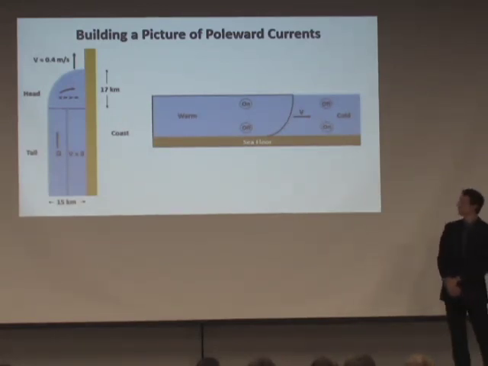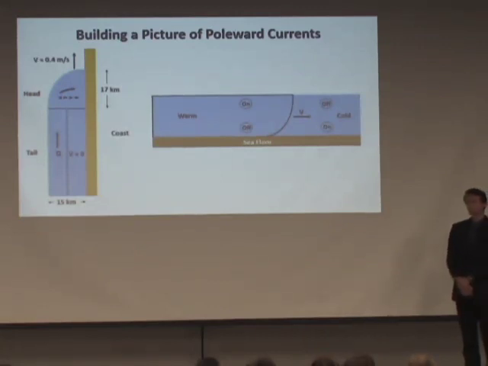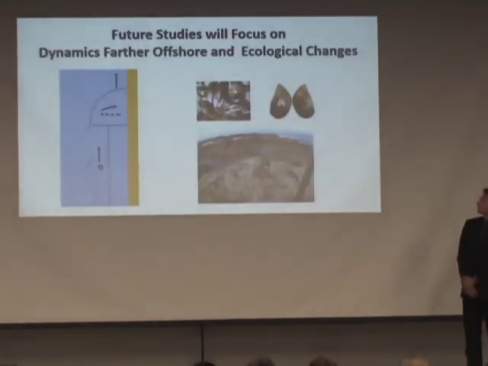So these pictures are important because they give a visual representation of the spatial and temporal scales of these currents, and this will help us understand their role in larval delivery across biogeographic boundaries. In the future, studies will focus on the dynamics farther offshore, where, as you can see, we're not too sure what the outer regions look like. It's not as clearly defined.